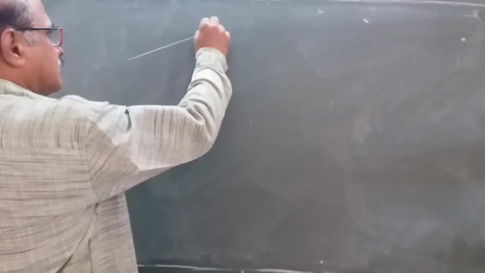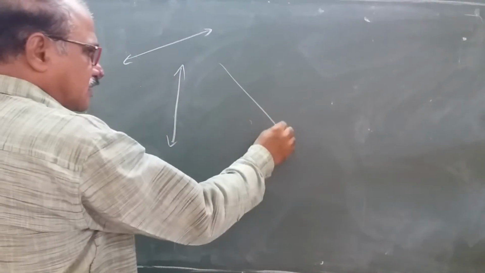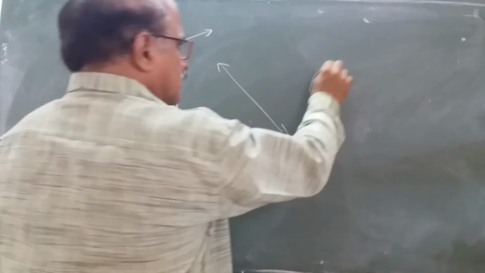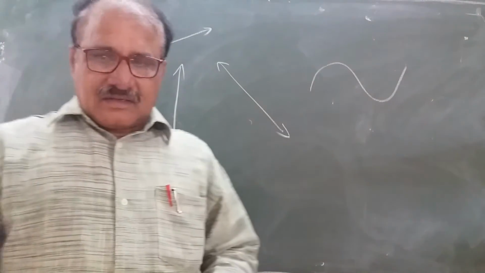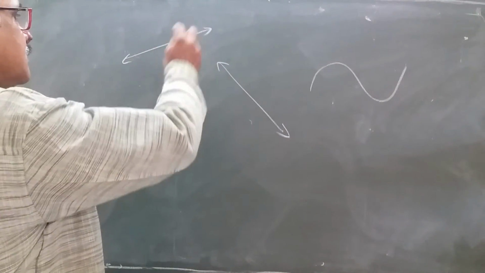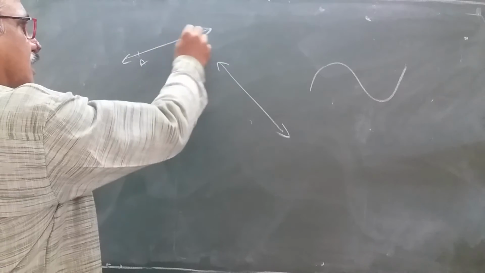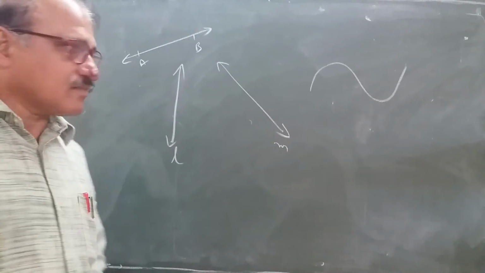Suppose it is a straight line. This is also a straight line. This is also a straight line. These are our curved lines. This is about straight lines. Generally, straight lines are denoted by capital A, B or small l, m, like this.